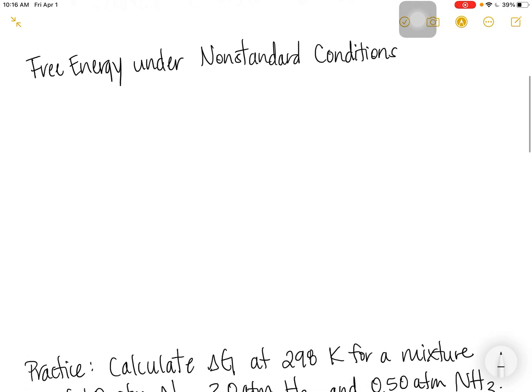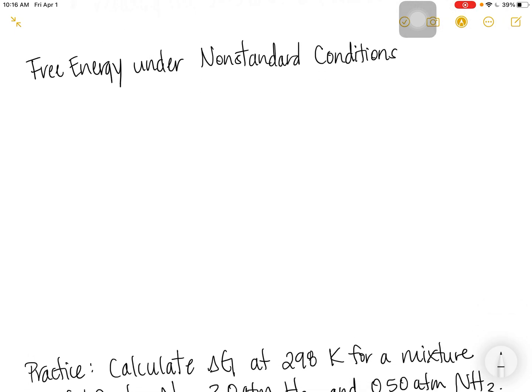Okay, so free energy under non-standard conditions. When we talk about calculating delta G using the sum of the products minus the reactants, so P minus R, and using our table of all the delta G values, those are at standard conditions, which, if you look at that sheet, says 298 Kelvin at the top of the paper. So the first thing is, what if it's not at 298 Kelvin?